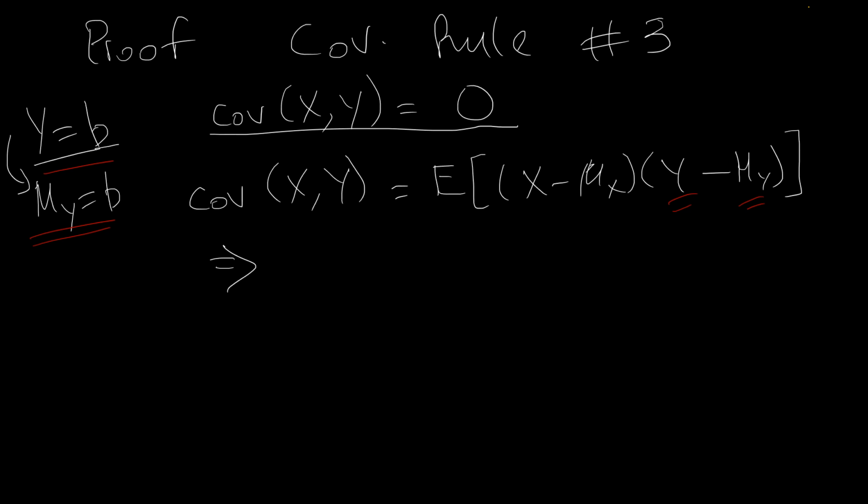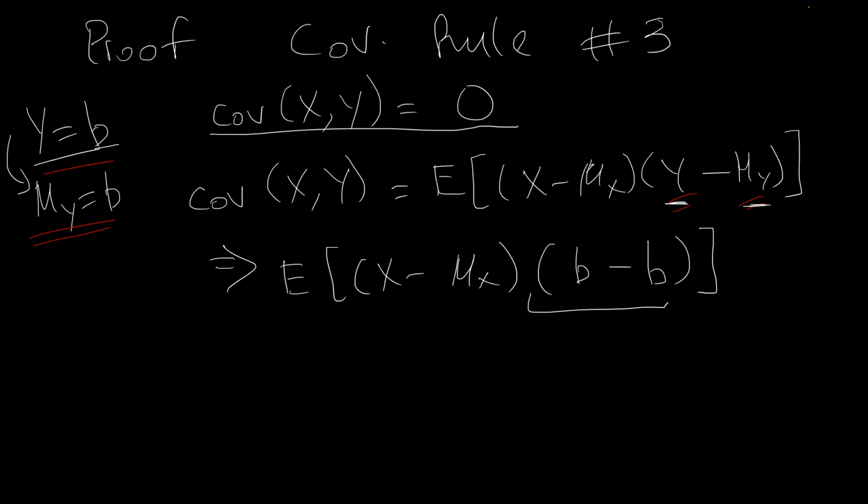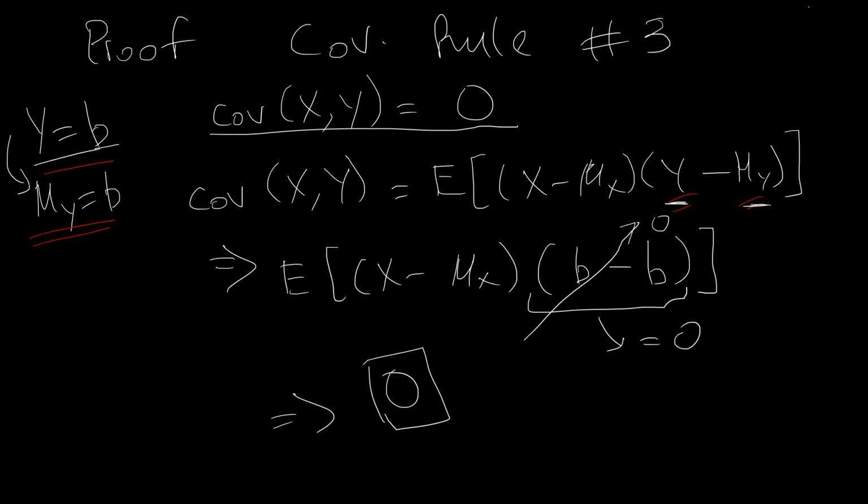So when we do that, we get the expected value of x minus mu x times b. Y is just b and mu y is also b, so we get b minus b. And notice that this is going to equal 0. Therefore, this becomes 0 and the entire expression is reduced to 0, okay? Because when we multiply this term right here with a 0, we get 0.